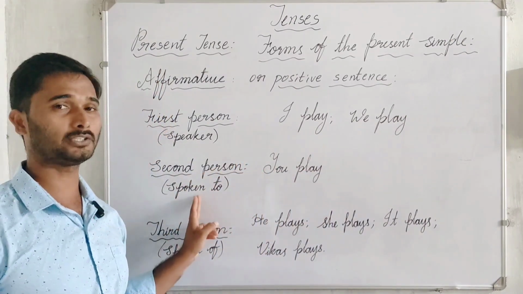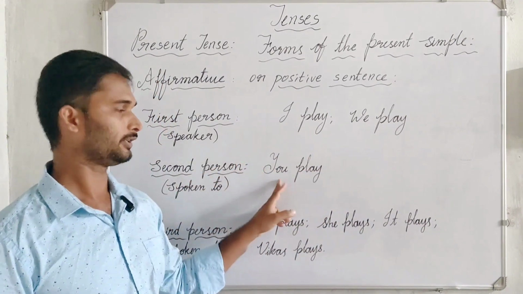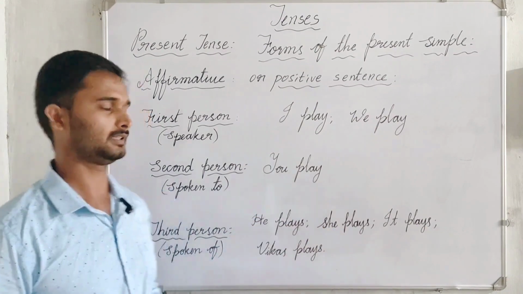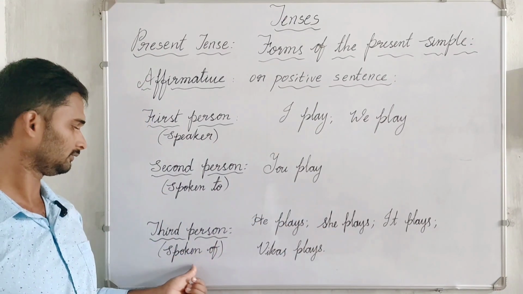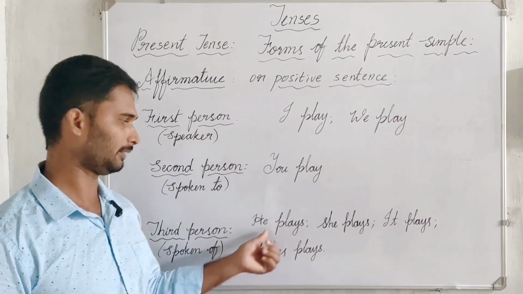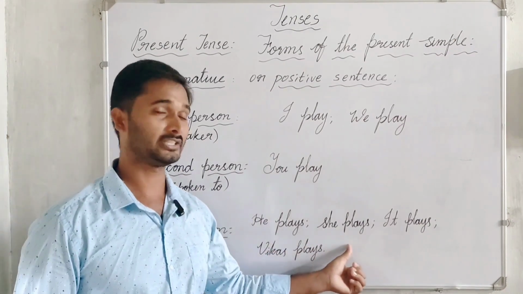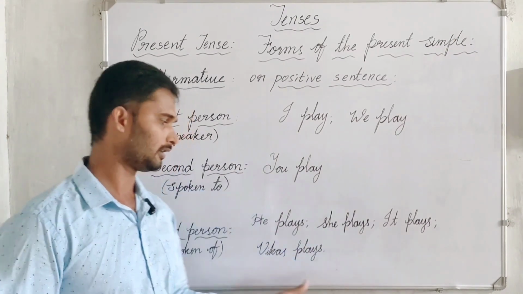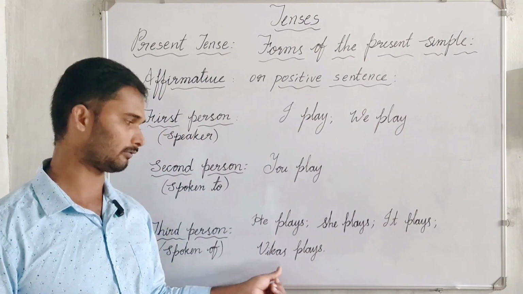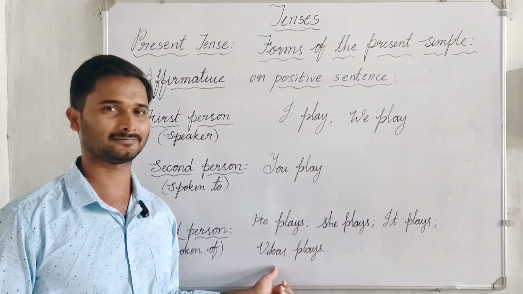Second person, we also call it spoken to. You play. Let's take the third person, spoken of. Some examples: he plays, she plays, it plays, or if we take any noun, a proper noun, Vikas plays.